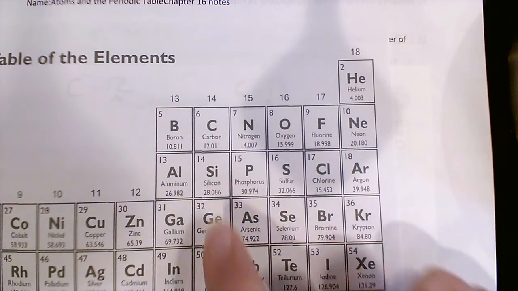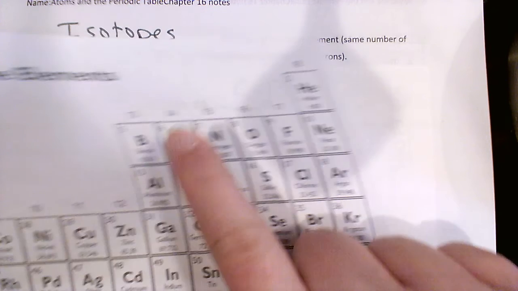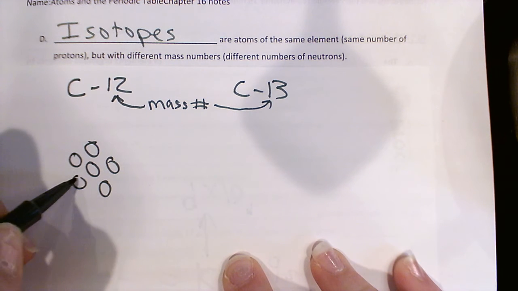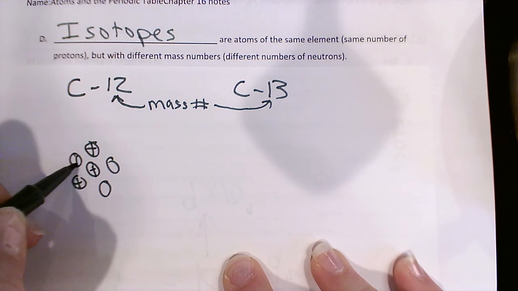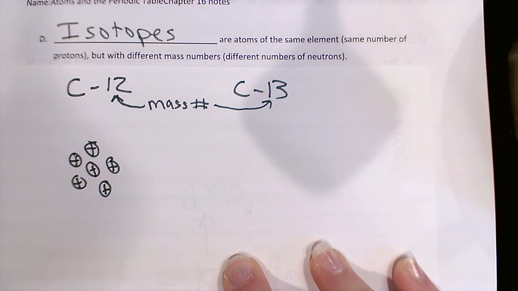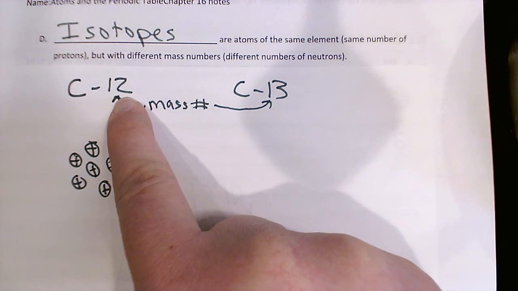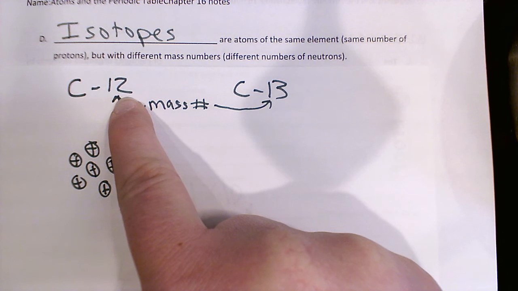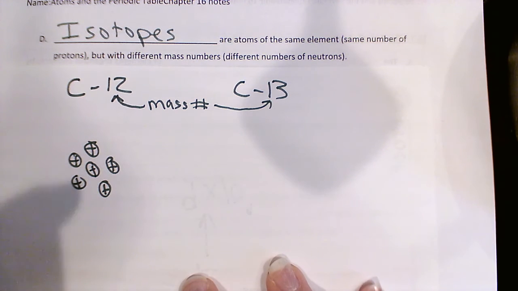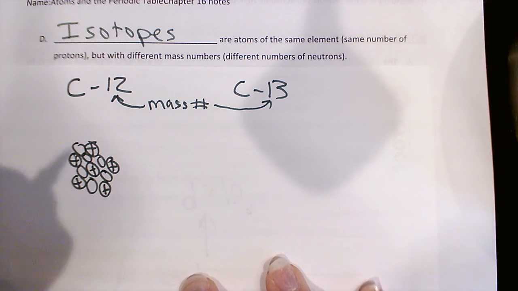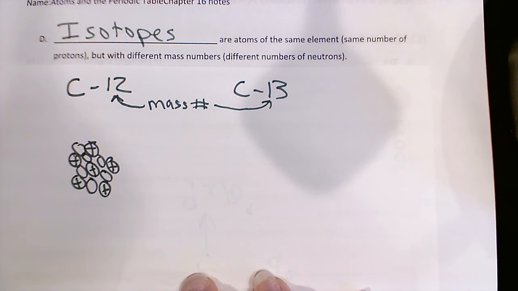So again, I find carbon, looks like it should have 6 protons. So I'm going to draw 1, 2, 3, 4, 5, 6 positive protons. Okay, so that's the 6 protons, that's what makes it carbon, but it says its mass is 12. So I need 6 more mass, basically. And so that's got to come from neutrons. 1, 2, 3, 4, 5, 6. And there would be electrons flying around too, but we're just going to focus in on the nucleus here.